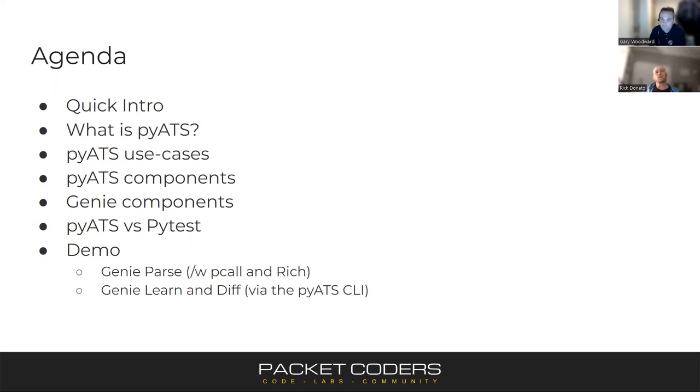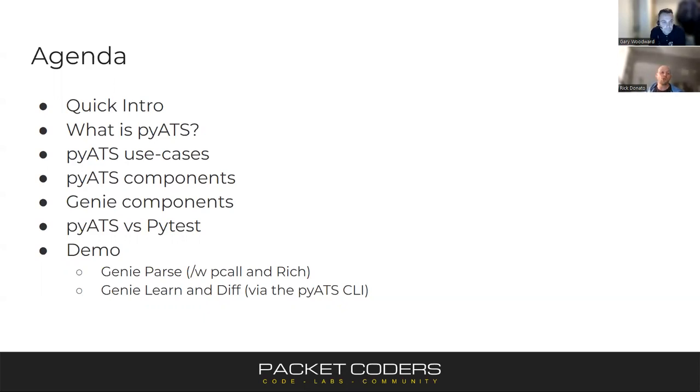So we're going to look at what Pi ATS is. We're going to look at some of the use cases you typically use it for. We're going to look at the main Pi ATS components and also the main Genie components. We're going to do then a quick comparison of how the Pi ATS framework would compare with using something else for network testing, something like Pytest. And then we're going to dive into a couple of demos.